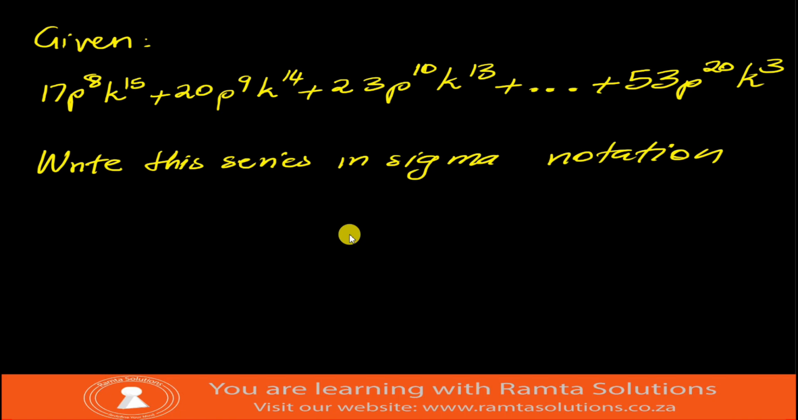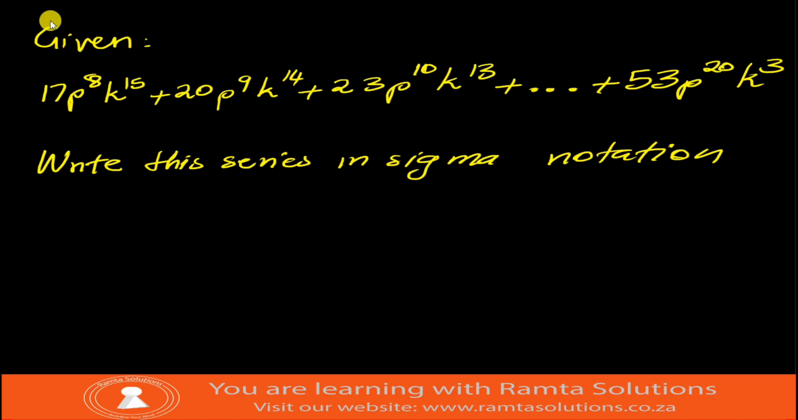Today in our lesson or our example on sequences and series, we're looking at this series here. It says 7p to the 8 times k to the 15 plus 20, p to the 9 times k to the 14 plus 23, p to the 10, k to the 13 plus and so on until 53, p to the 20, k to the 3. Write this in sigma notation.